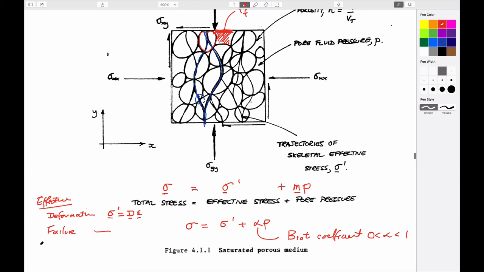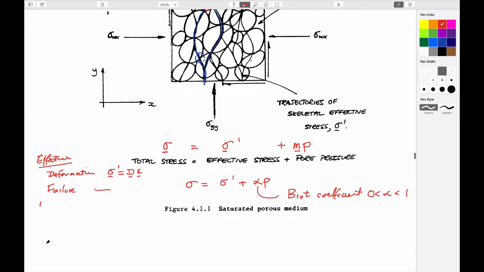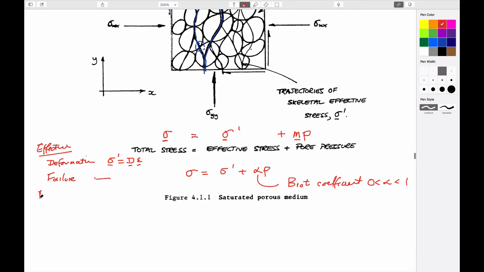But total stresses, running out of space, so I'll just move it up. But total stresses define equilibrium. So in other words, they describe sum of forces equal to mass times acceleration, and if accelerations are 0, then this is equal to 0.